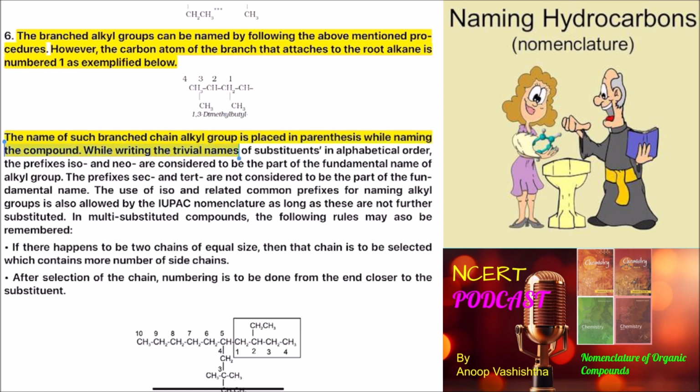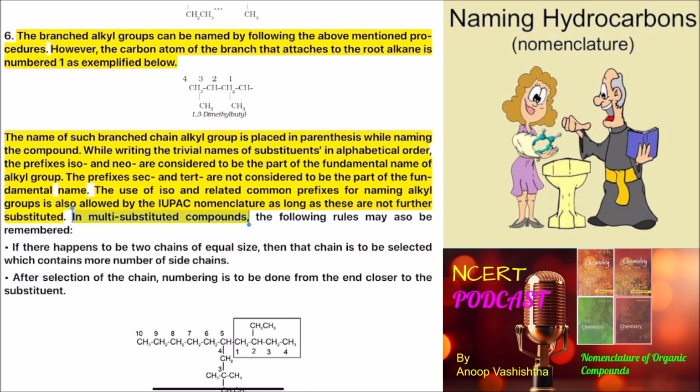While writing the trivial names of substituents in alphabetical order, the prefixes iso and neo are considered to be part of the fundamental name of the alkyl group. The prefixes secondary and tertiary, that is sec and tert, are not considered to be part of the fundamental name. The use of iso and related common prefixes for naming alkyl groups is also allowed by IUPAC nomenclature as long as these are not further substituted.